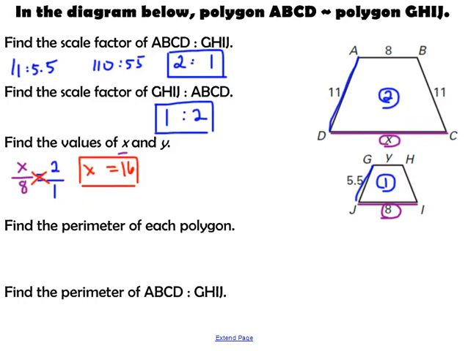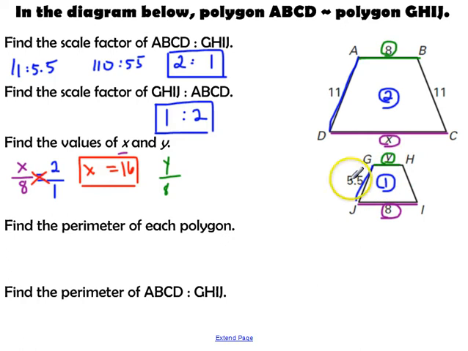We're going to take that same idea to find the value of y. So here we have y up on the top of the smaller one, and then that corresponds to 8 on the bigger one. So if we put y over 8, then again we're going to set up a proportion using the scale factor.